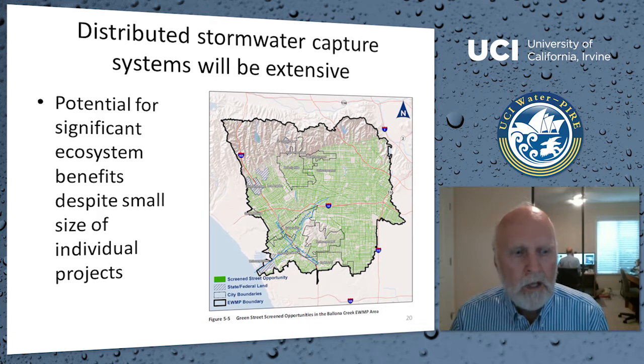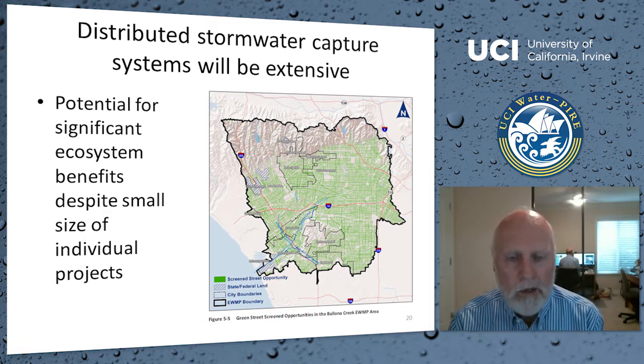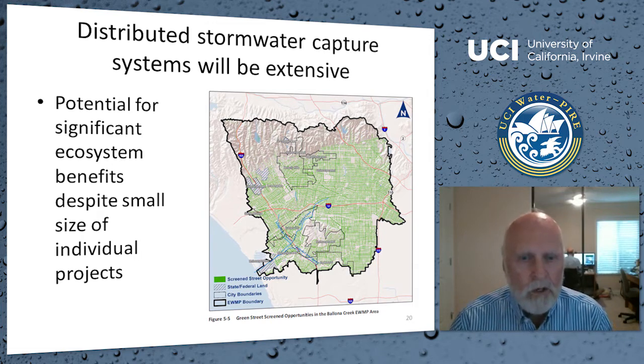So if we go to the next slide, this is just one map from an enhanced watershed management plan. In Los Angeles, almost all the watersheds and most of the municipalities are participating in these enhanced watershed management plans to try to figure out how they're going to manage their stormwater and keep the pollutants out of the receiving waters, the streams and the ocean.